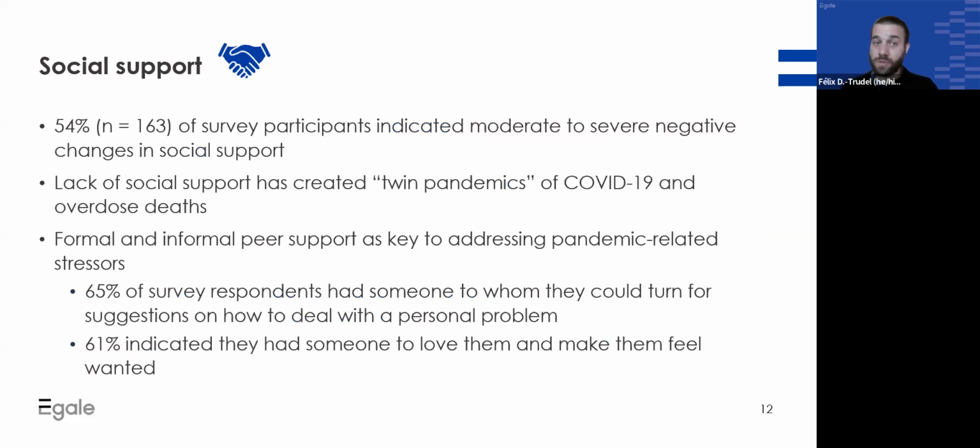Another SDH was social support. Negative changes in social support were mentioned by most survey and focus group participants. Some participants noted that the widespread lack of social support has created twin pandemics of COVID-19 and overdose deaths. Negative changes to income and other resources left less energy to mutually support fellow community members, but even so, formal and informal peer support were key to addressing pandemic-related stressors. 65% of survey respondents had someone to whom they could turn for suggestions on how to deal with a personal problem, while 61% indicated that they had someone to love them and make them feel wanted.